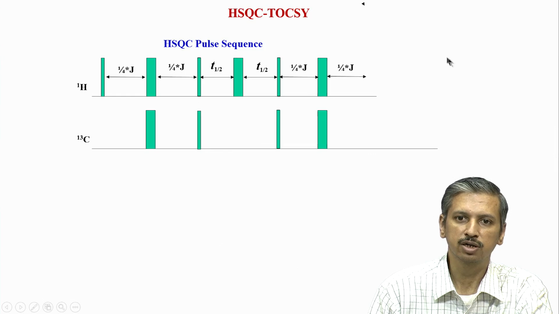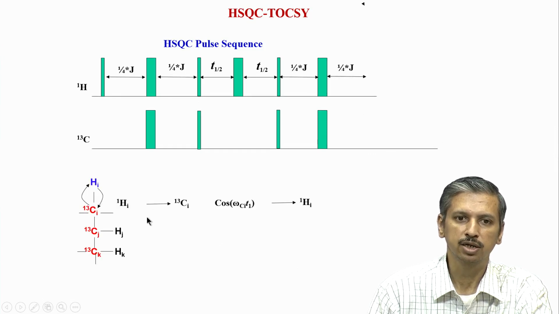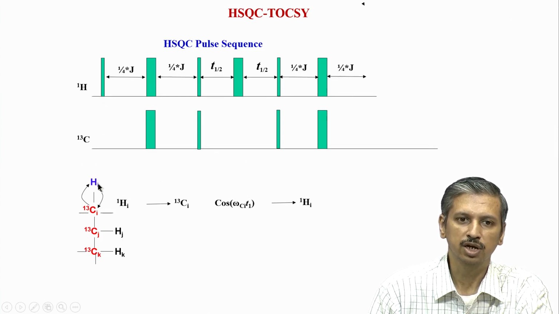So, before we look at the TOCSY part here, just look at the magnetization again, how the magnetization is going from proton to carbon. Now look at this schematic drawing of a molecule. Let us say your molecular structure is something like this. In the first part, we started from a proton, which we can label as I, and I transfer the polarization to carbon through this INEPT.